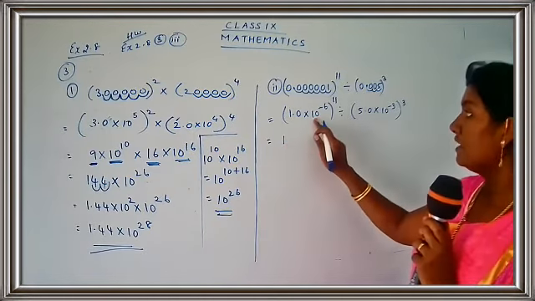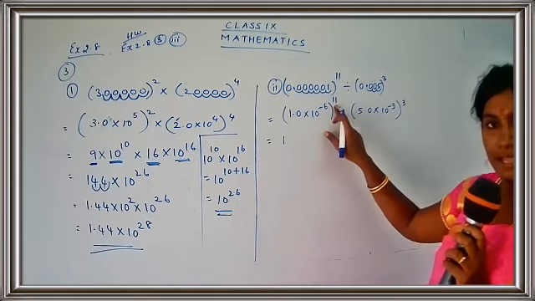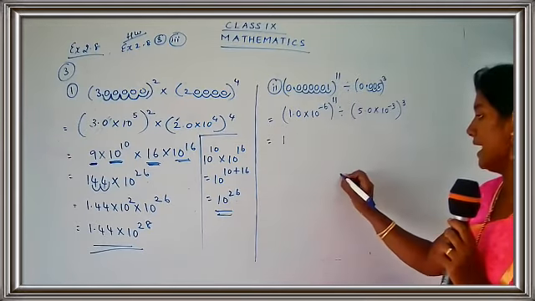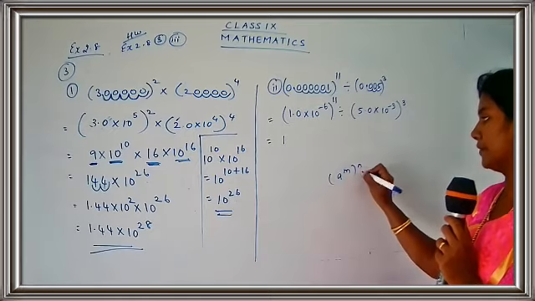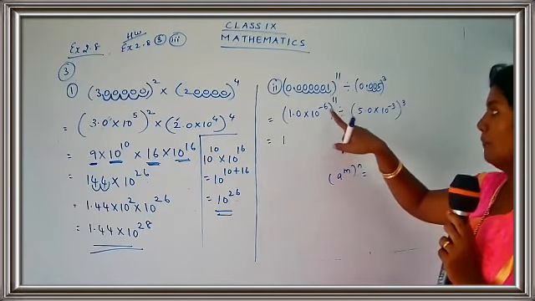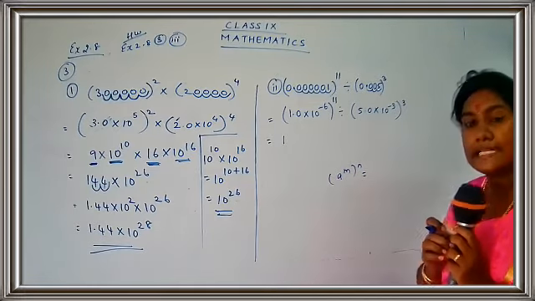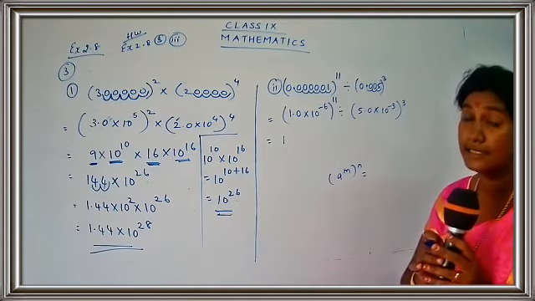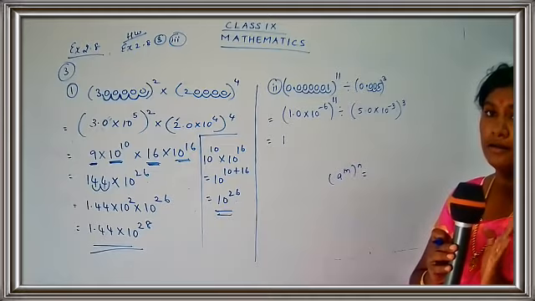Okay, done. Now 10 raised to minus 6 into 11. Again, this is of the form a raised to m, the whole raised to n. So you have to multiply both the powers. M into n. So minus 6 into 11. What is minus 6 into 11? Minus 66. Do not forget to write the negative sign.